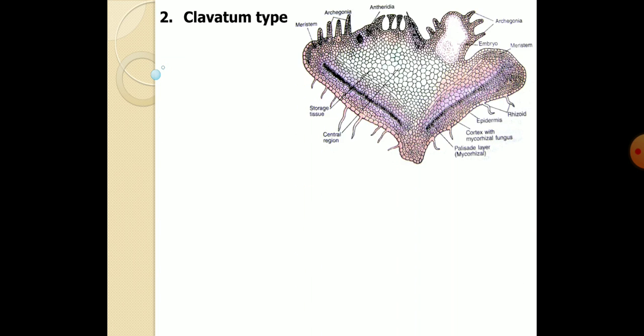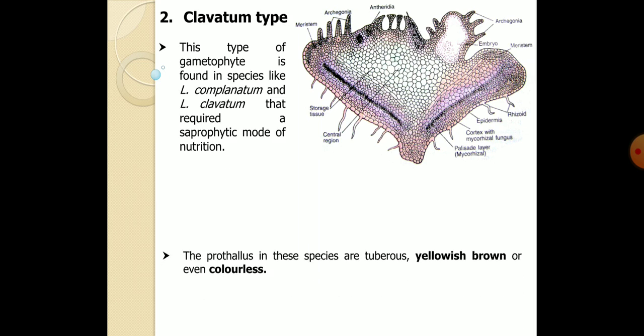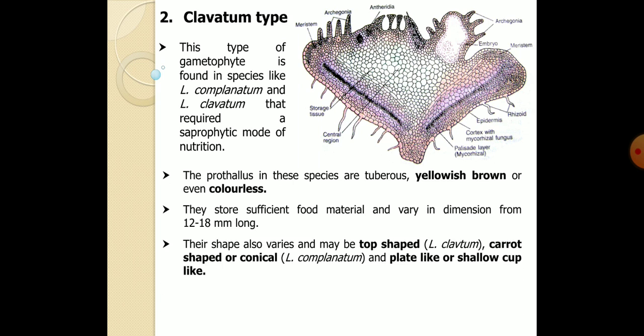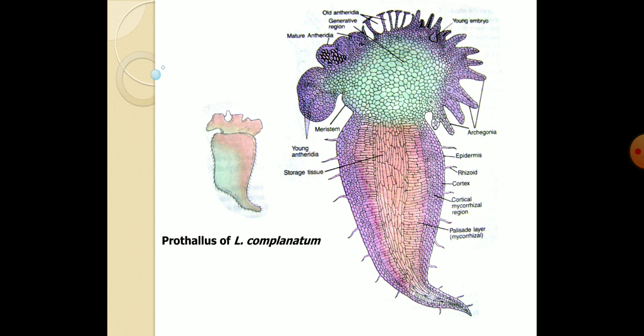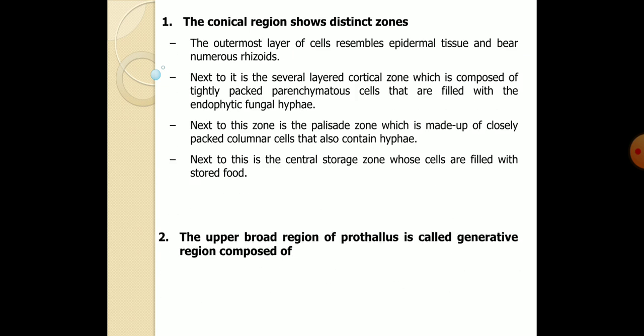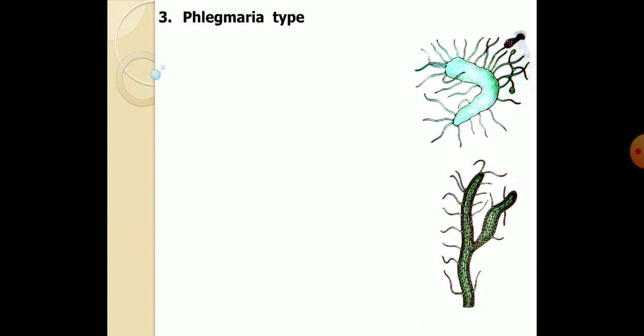Next, the Clavatum type. This is a slightly heart-shaped structure, present in case of Lycopodium clavatum, and the prothallus is yellowish brown or colorless. Sometimes they may be 12 to 80 millimeters long. There is a lower conical region and an upper region, and this is how the prothallus of Lycopodium complanatum is present. This is a distinguished one, and usually they are parenchymatous cells infected with fungal cells, with a marginal meristem. And the next one is the Phlegmaria type. This is small in size.